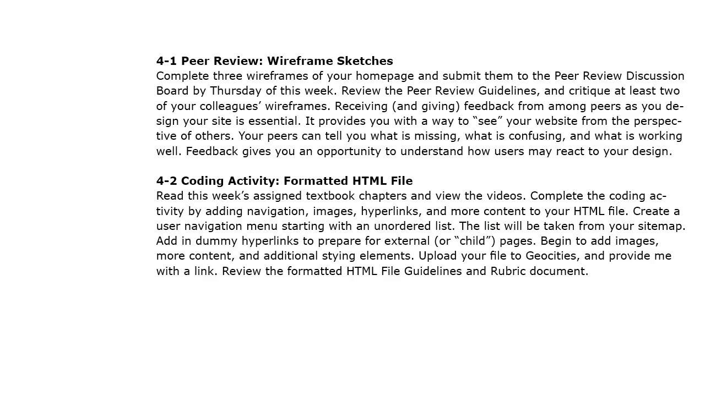Create a navigation menu starting with an unordered list. The list will be taken from your sitemap. Add in dummy hyperlinks to prepare for external or child pages, and then begin to add images, more content, and additional styling elements. Finally, upload your files to GeoCities and provide me with the link.